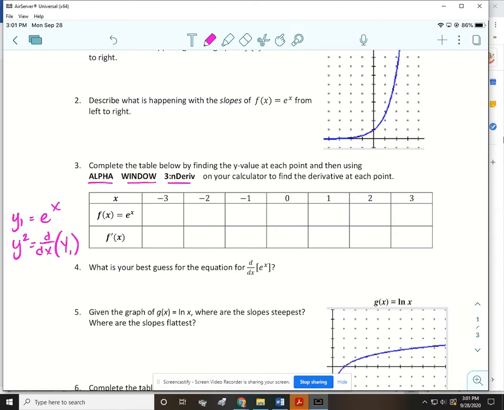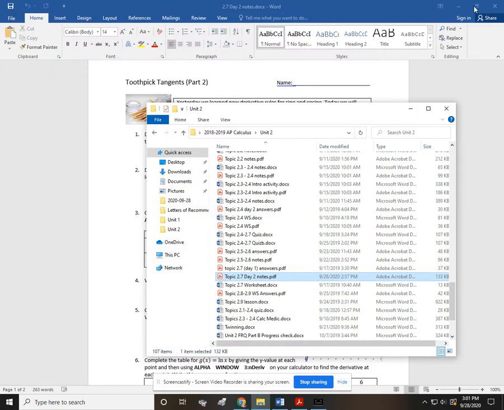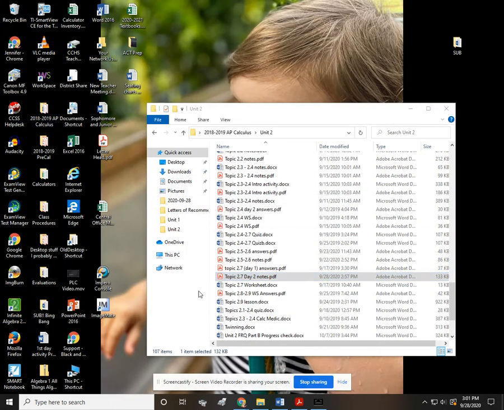To get y1, you have to get the variables, and that is going to be alpha trace. And I'll show you how to do that in just a second. And then you're going to do x equals x. So let me show you on the calculator. Sorry, I have a bunch of stuff pulled up. Here we go.